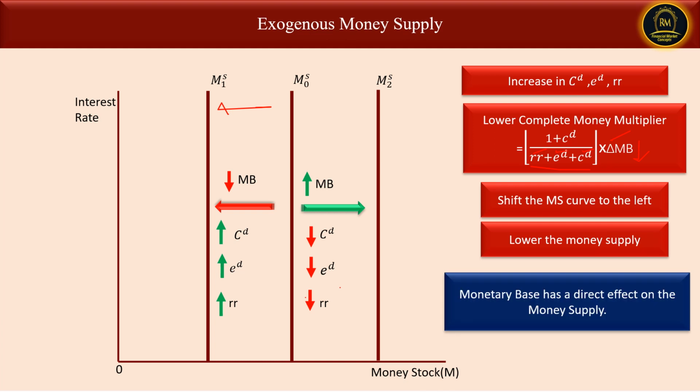So this shows that there is a direct relationship between the monetary base and the supply of money. With an increase in the monetary base, the money supply increases; with a decrease in the monetary base, the money supply decreases.